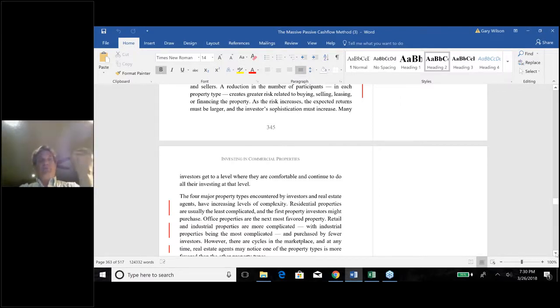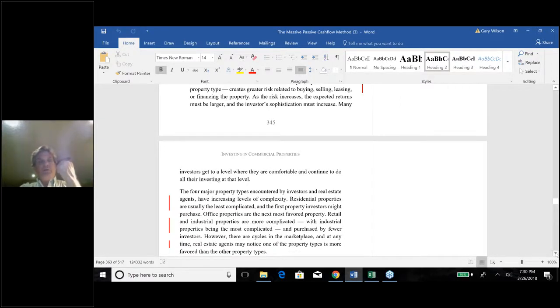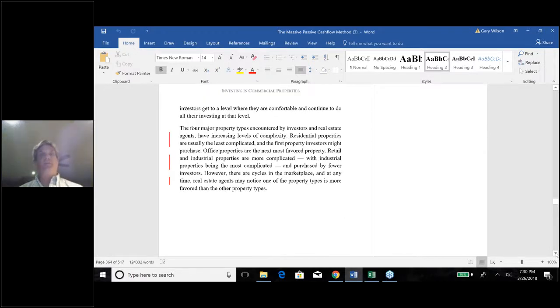All right, four major property types. You've got residential, office, retail, and industrial. Those are the four major commercial types: residential, office, retail, and industrial. There's other types.